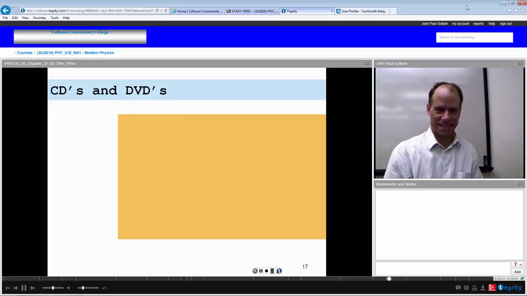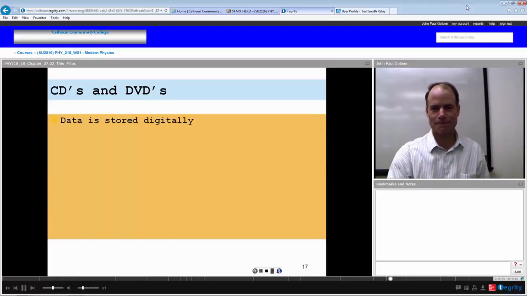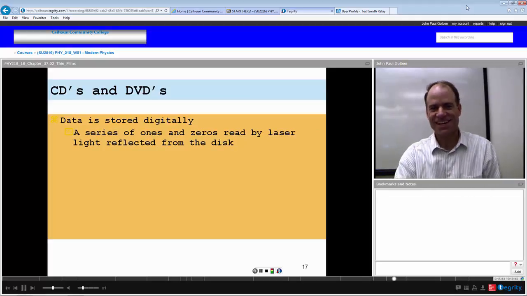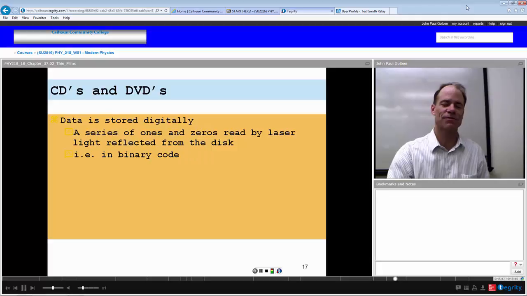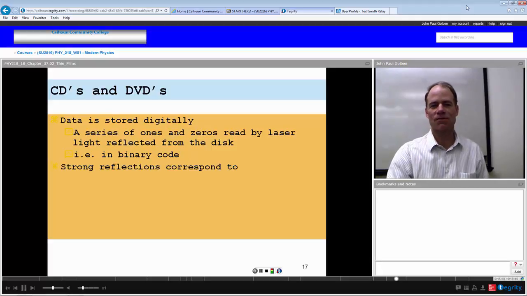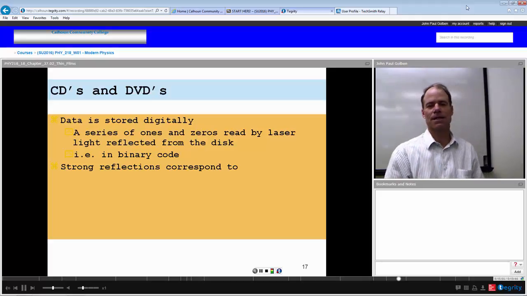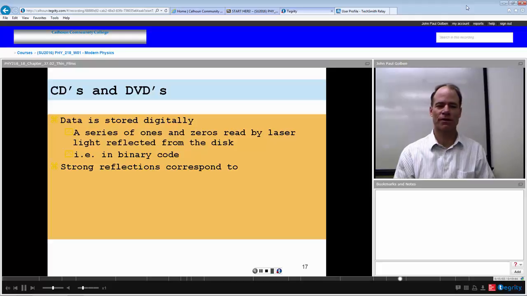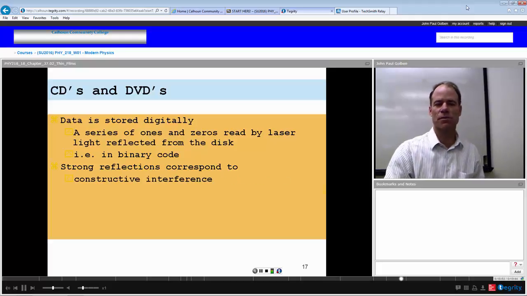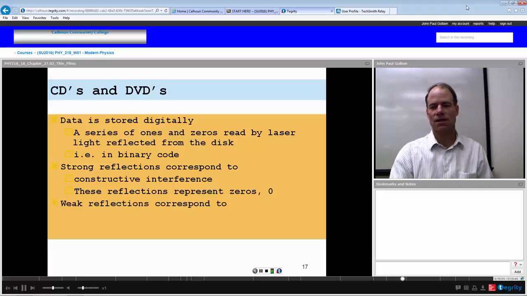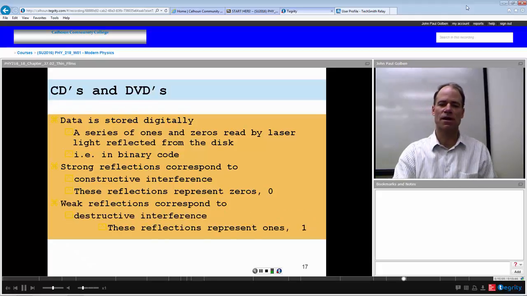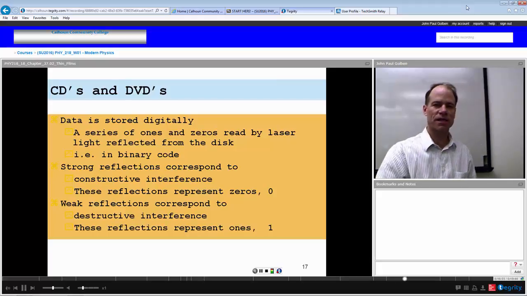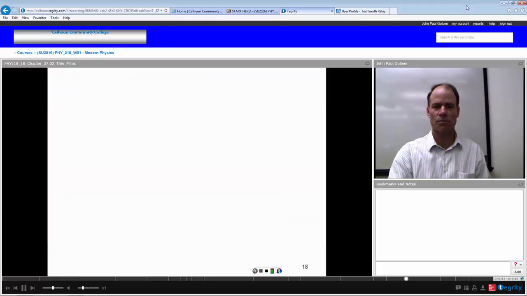Okay, CDs and DVDs. Data in CDs and DVDs are stored digitally, a series of ones and zeros. Laser light is reflected from the disc, and that will give us either constructive interference or destructive interference depending on how it hits the disc, and that will give us a 1 or 0, or binary code. Strong reflections correspond to constructive interference. These represent zeros. Weak reflections correspond to destructive interference. These reflections represent ones, giving us our binary code.